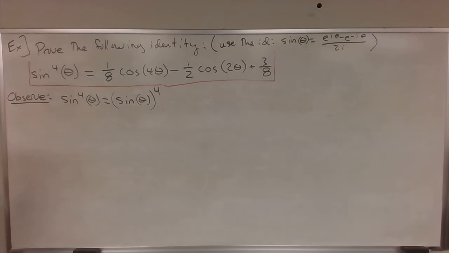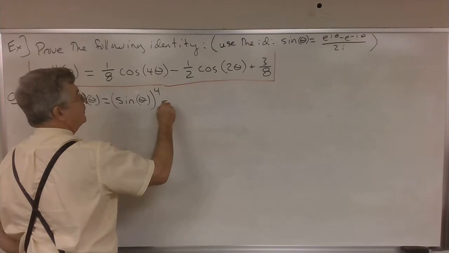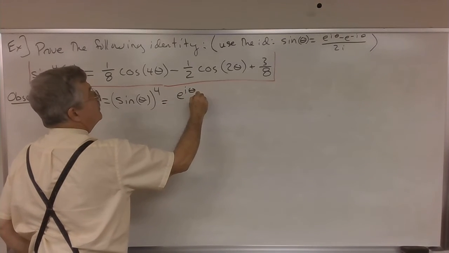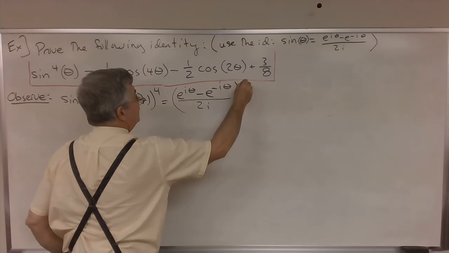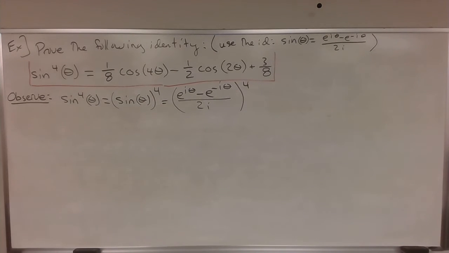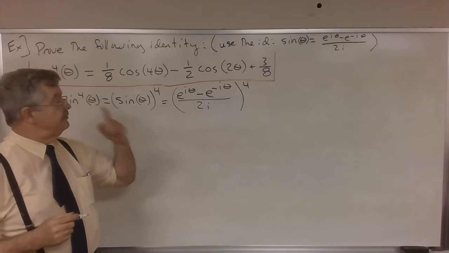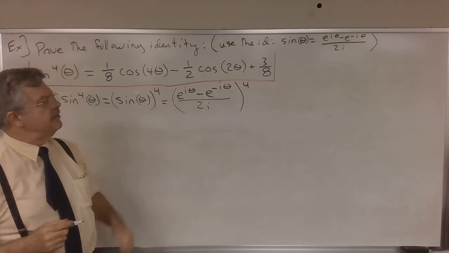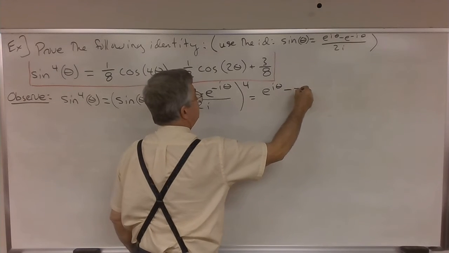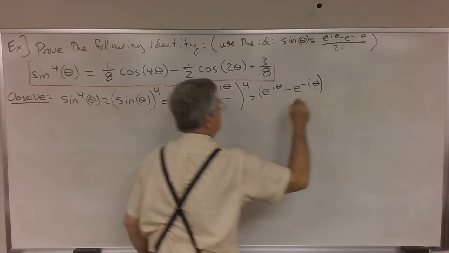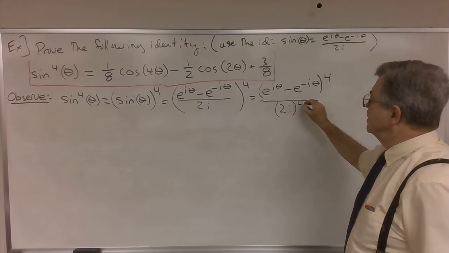Okay, we have sine of theta to the fourth power. And we're going to substitute this in for sine theta. So e to the i theta minus e to the negative i theta over 2i to the fourth. And the way I would reason on this, I would say we have a quotient raised to the fourth power. So we'll raise the numerator and denominator separately to the fourth power. e to the i theta minus e to the negative i theta to the fourth over 2i to the fourth.